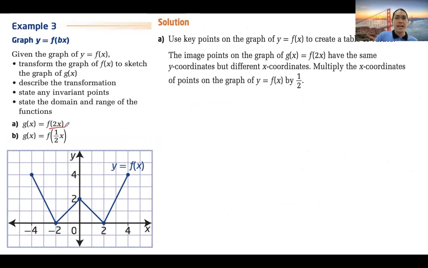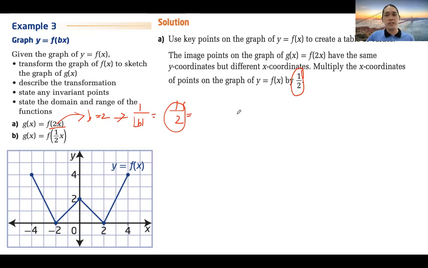So let's do f of 2x. Same thing, but in this case, we're going to multiply by 1/2. Why 1/2? Remember, your b here is 2, correct? Remember the formula for the scale factor of b: it must be 1 over the absolute value of b. So if this is 2, then you're going to have 1 over 2, which is equal to 1/2. So this is the original form of the 2x. That's why the factor here is 1/2. So we will multiply by 1/2.